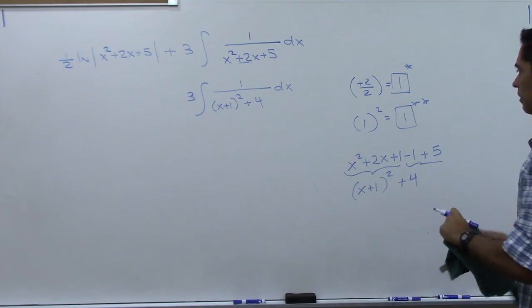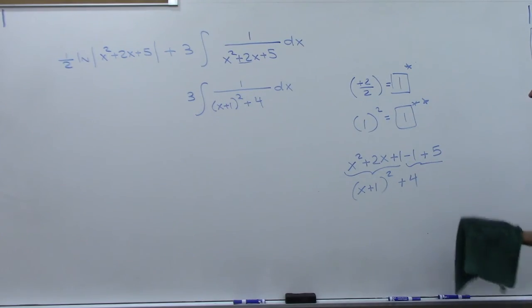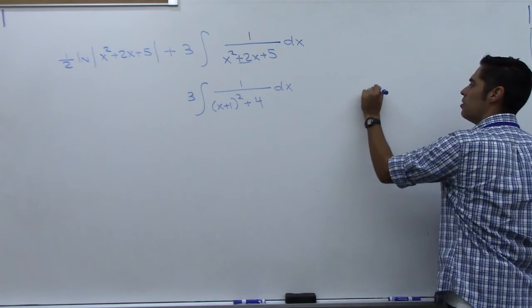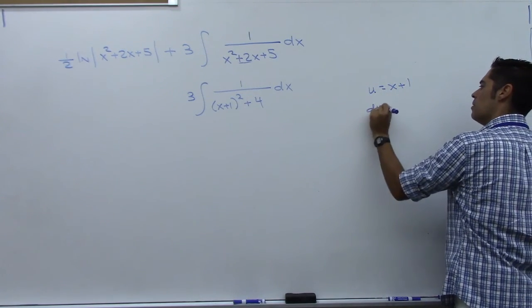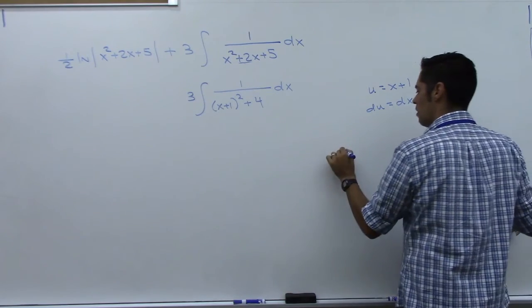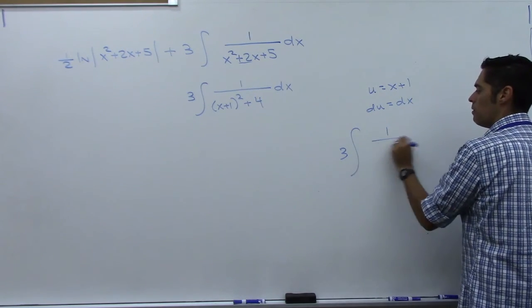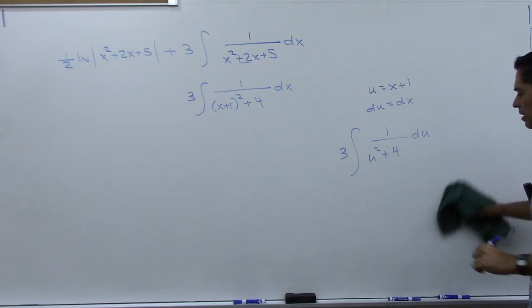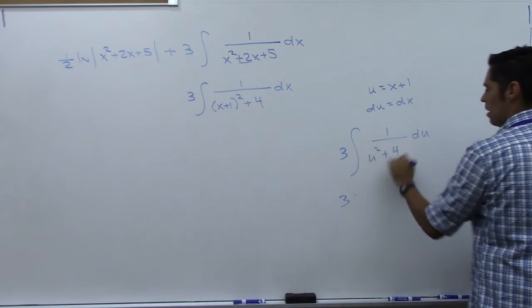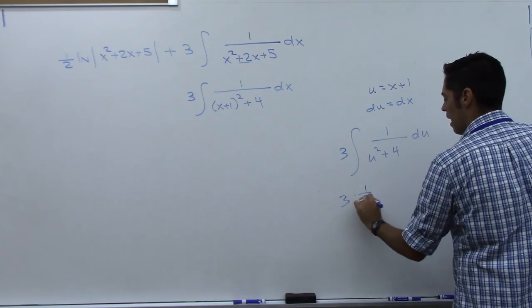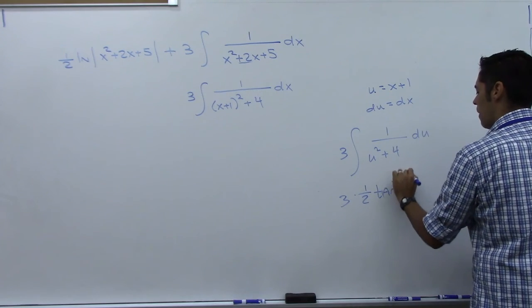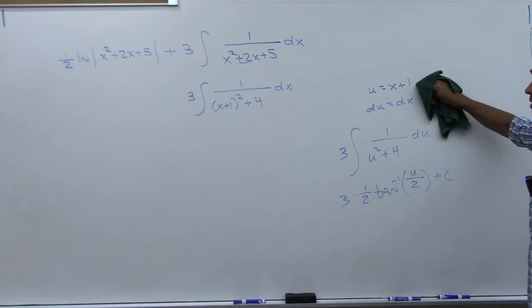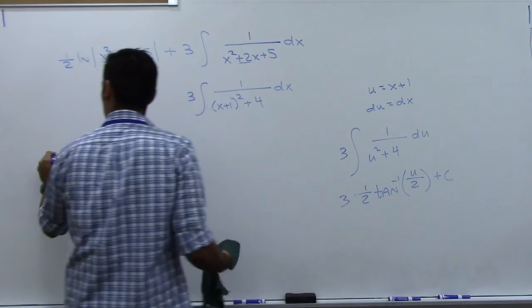And does that look familiar? I hope so. Arctangent. All right, so if we make a quick substitution, u is x plus 1, du is dx. That integral, I'll even bring the 3 with me, is 1 over u squared plus 4 du. And so the antiderivative of this, 3 times, this is arctan with a being 2, so 1/2 arctangent of u over 2 plus a constant. But what was u? It was x plus 1. So here we go. Final answer.